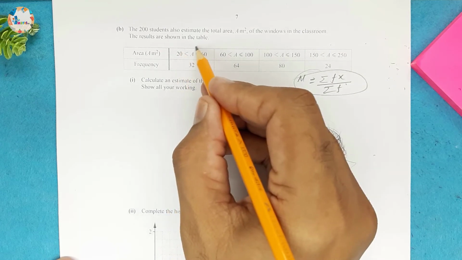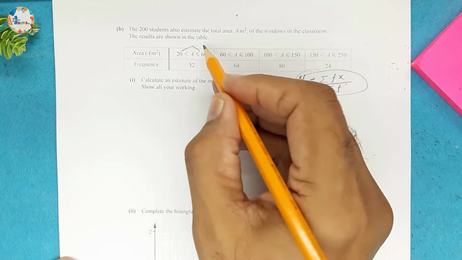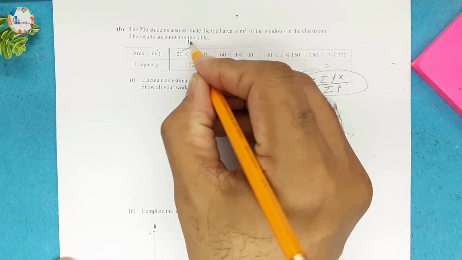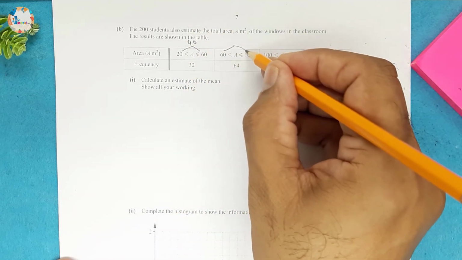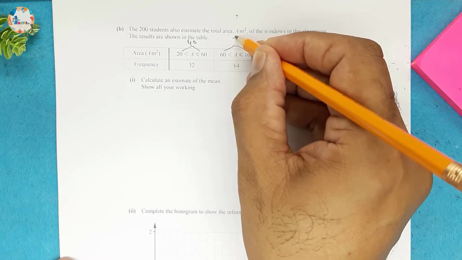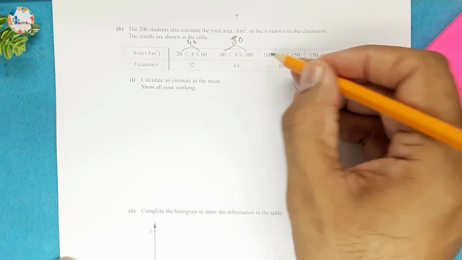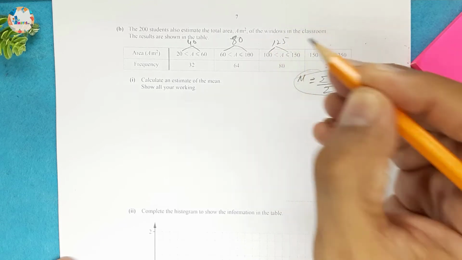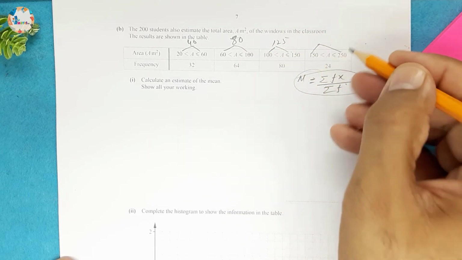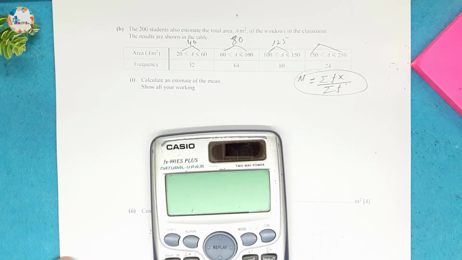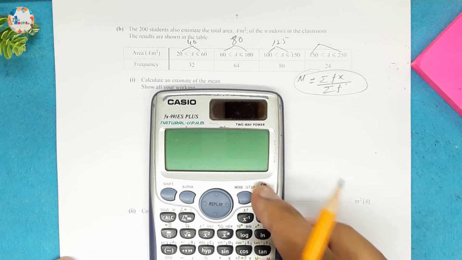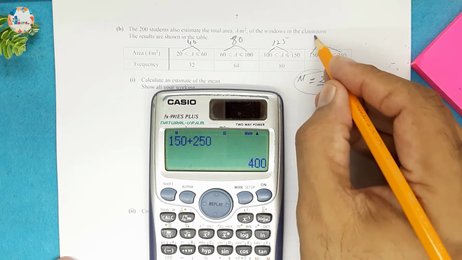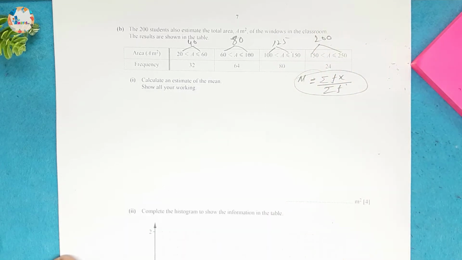So we'll be checking for the mid range. This into this will be 60 plus 20 will be 80. 80 divided by 2 will be 40. This one similarly, this will be 160 divided by 2 will be 80. And 250 divided by 2 will be 125, and 150 plus 250 will be 400 basically, and divided by 2 will be 200. So these are basically mid-range.